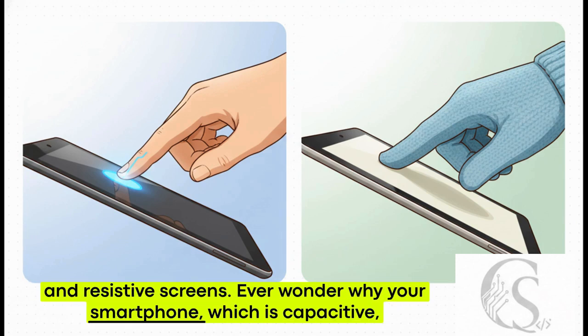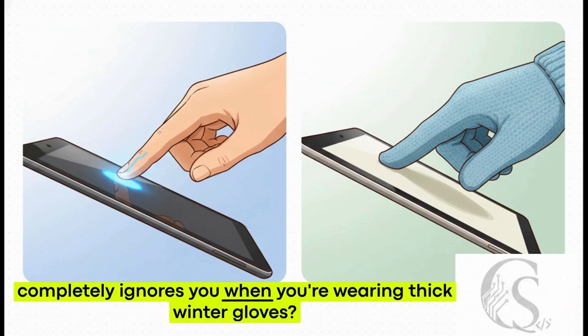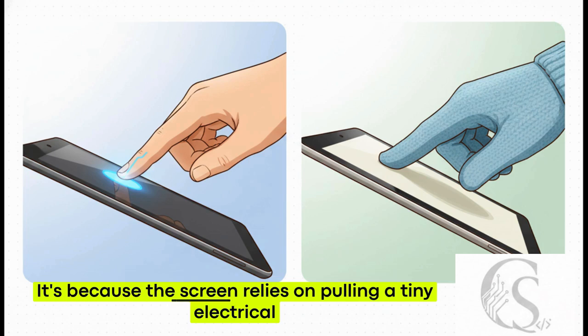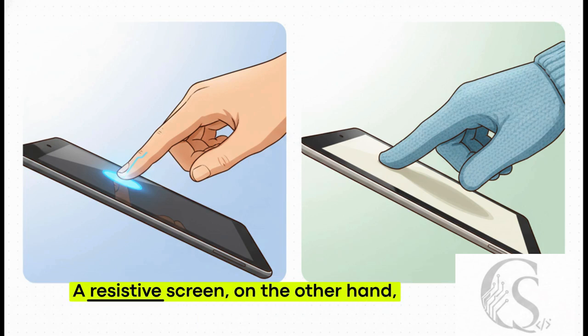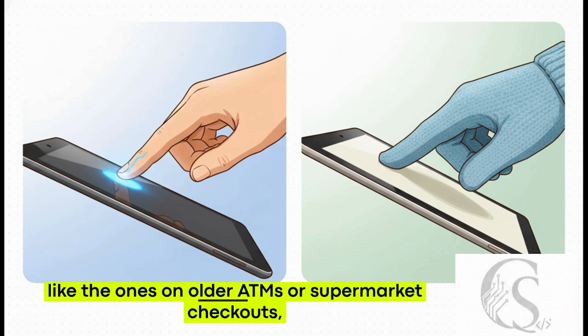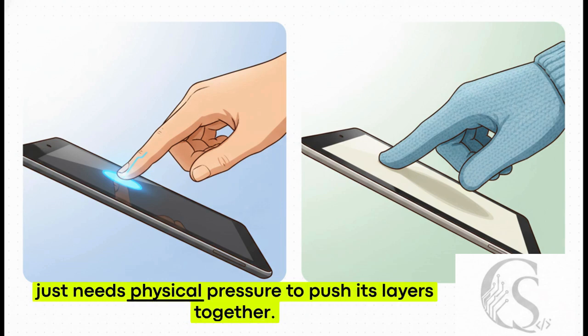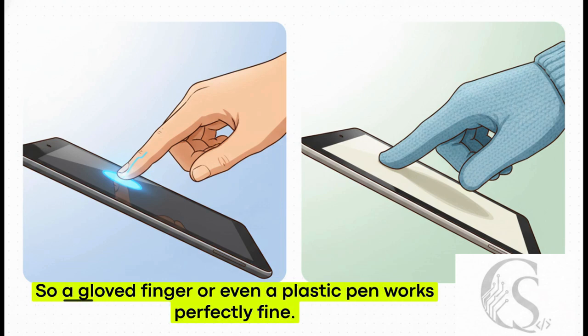Ever wonder why your smartphone, which is capacitive, completely ignores you when you're wearing thick winter gloves? It's because the screen relies on pulling a tiny electrical charge from your bare conductive skin. A resistive screen, on the other hand, like the ones on older ATMs or supermarket checkouts, just needs physical pressure to push its layers together. So a gloved finger or even a plastic pen works perfectly fine.